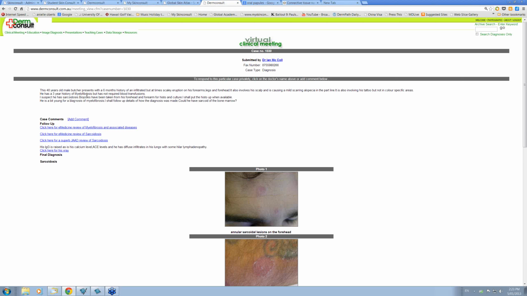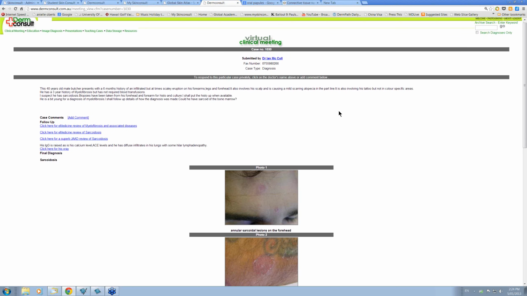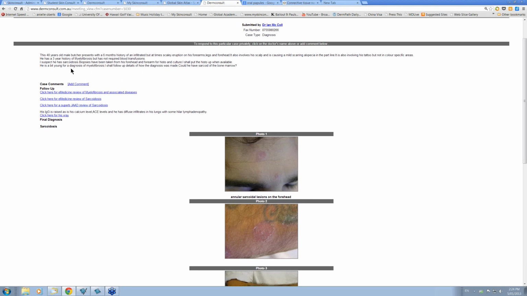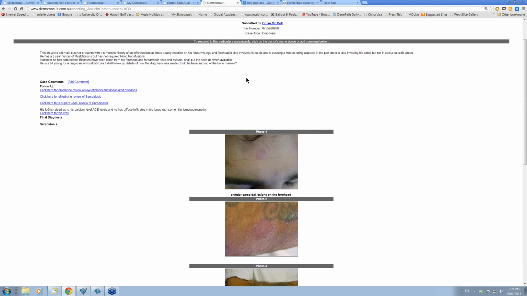Okay, 40-year-old male butcher, 6-month history, infiltrated but at times scaly eruptions on forearms, legs and forehead, also involving his scalp, causing a mild scarring alopecia. 3-year history of myelofibrosis, hadn't required blood transfusions. I thought he had sarcoid. And then I thought he was a bit young to have the myelofibrosis. You usually expect that disorder of the bone marrow in an older age group. And then I wondered if he might have had sarcoid of his bone marrow as well.